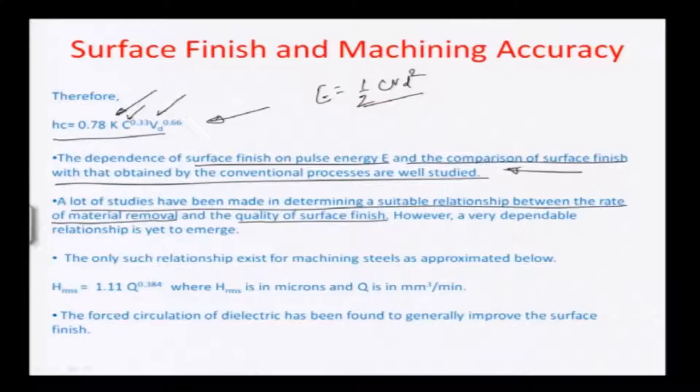It works well in case of combinations of different materials. In particular, in case of steels, you have a very well defined relationship of how HRMS is related to the material removal rate, although it is quite empirical in nature. The equation is HRMS equal to 1.11 Q to the power of 0.384, where HRMS is the surface roughness, the root mean square roughness in microns, and Q is in millimeter cube per minute.